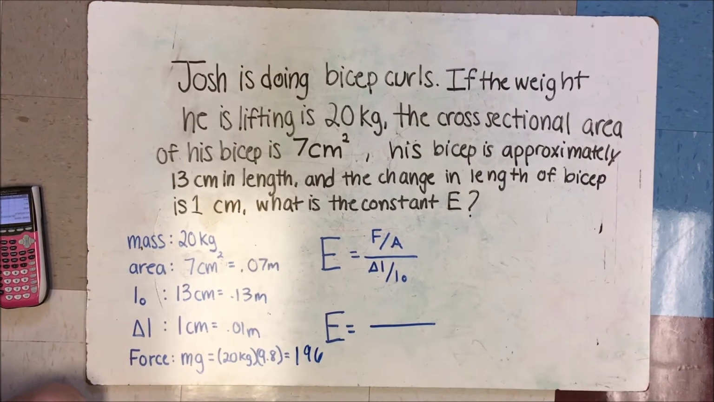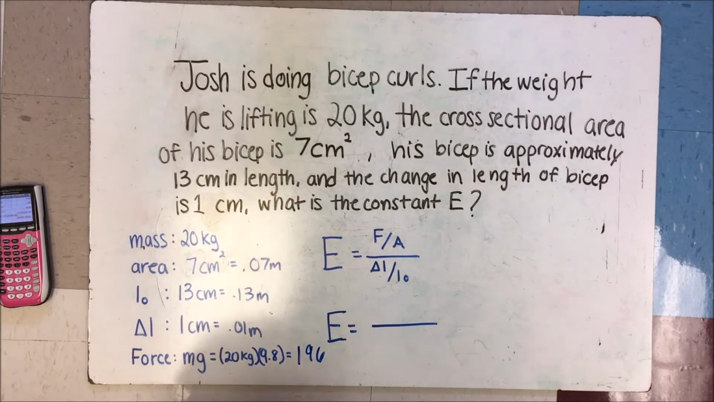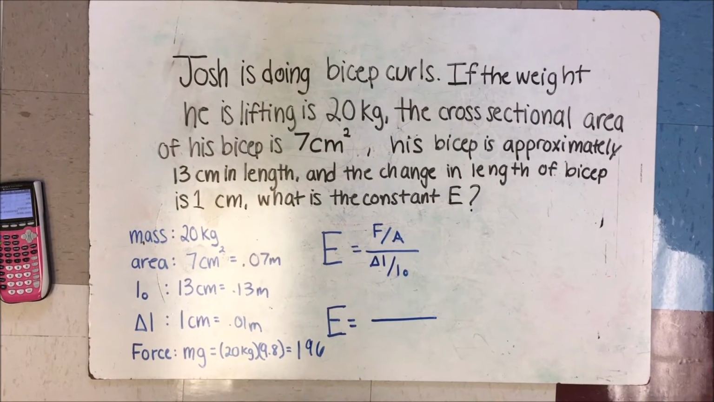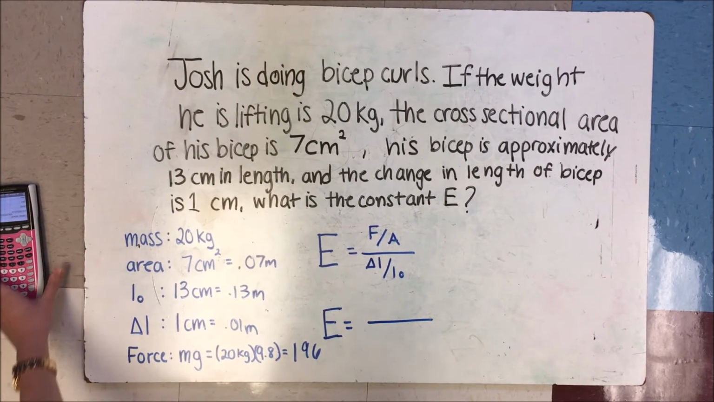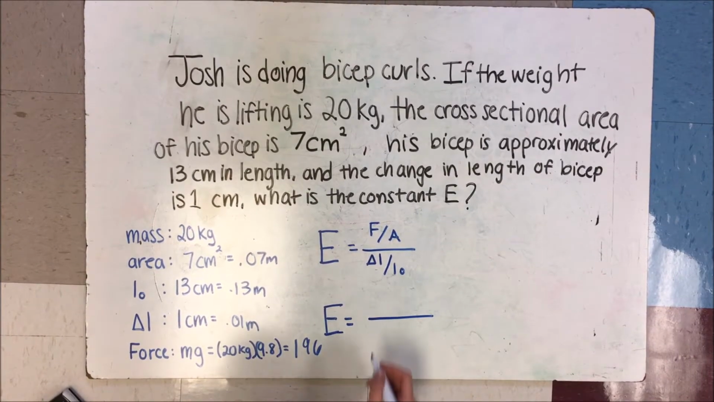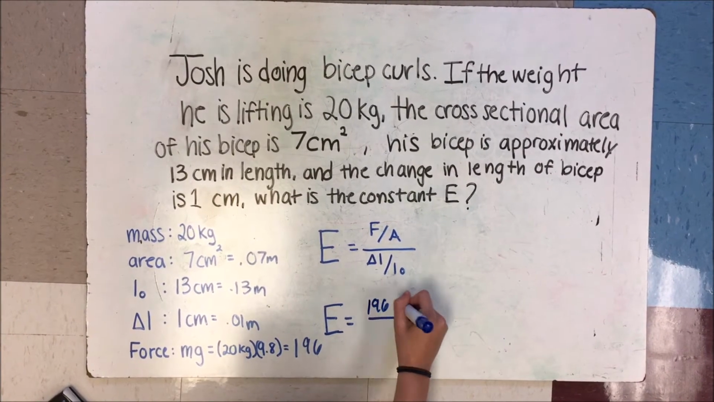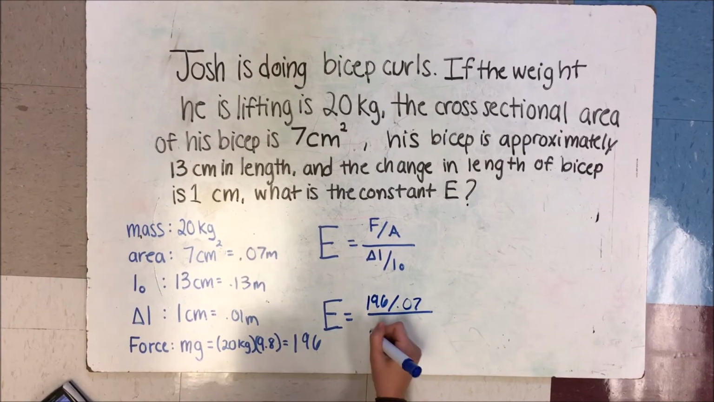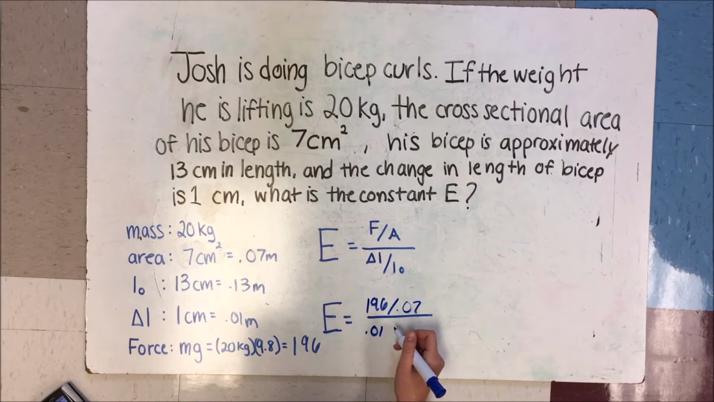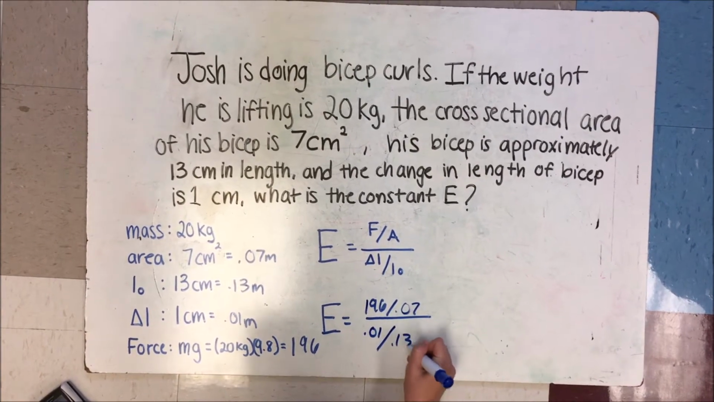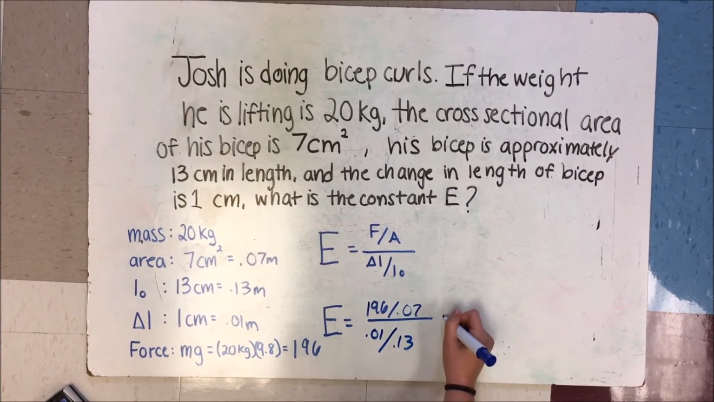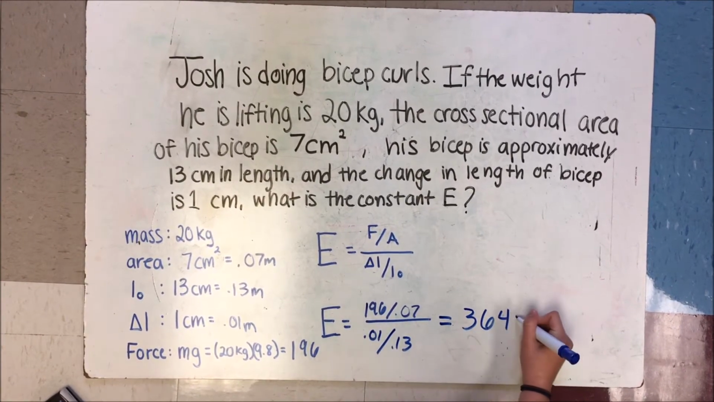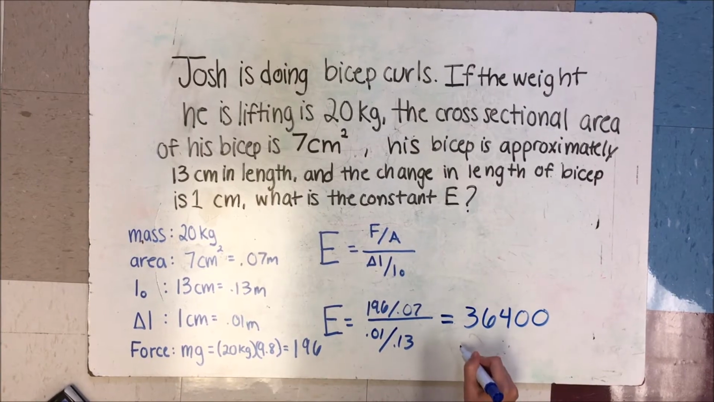196. And then we're going to plug that into the Young's modulus equation here, where force over area, all over the change in length over the original length. Since the force is 196 over the area, which is 0.07, and then we have 0.01, which is the change in length, over 0.13, which is the original length. Once we put that into the calculator, it gives us 36400, and that's what E is.